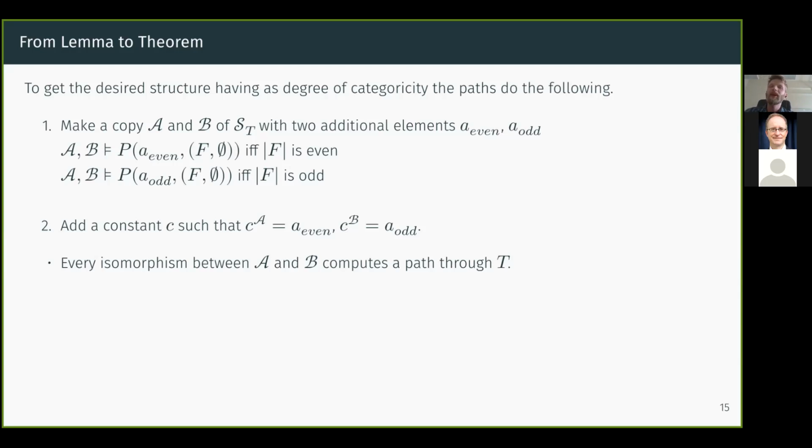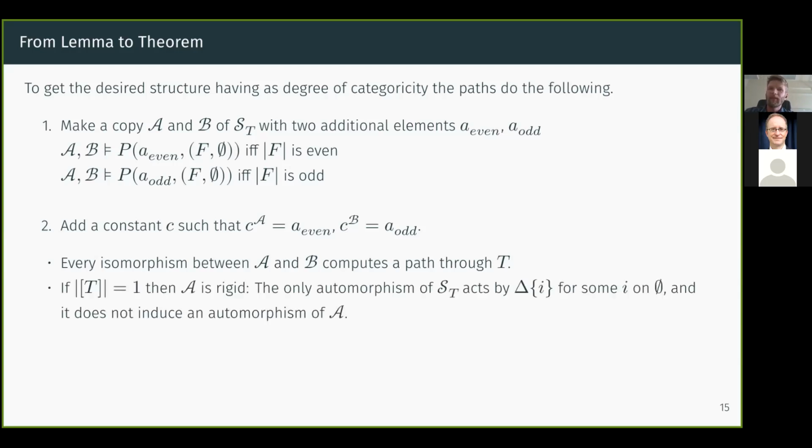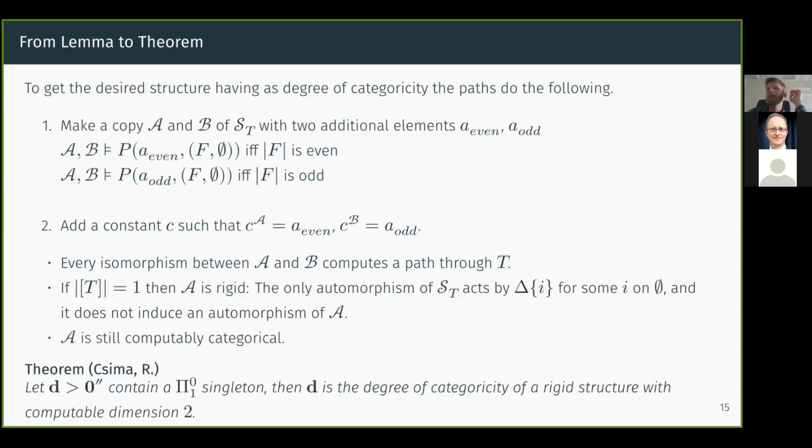So in particular, an isomorphism between A and B computes a path for T. And if there's only one path, then A is rigid, right? Because there's only one automorphism, and every isomorphism would induce an automorphism in ST, and there's only one. And it is still computably categorical.